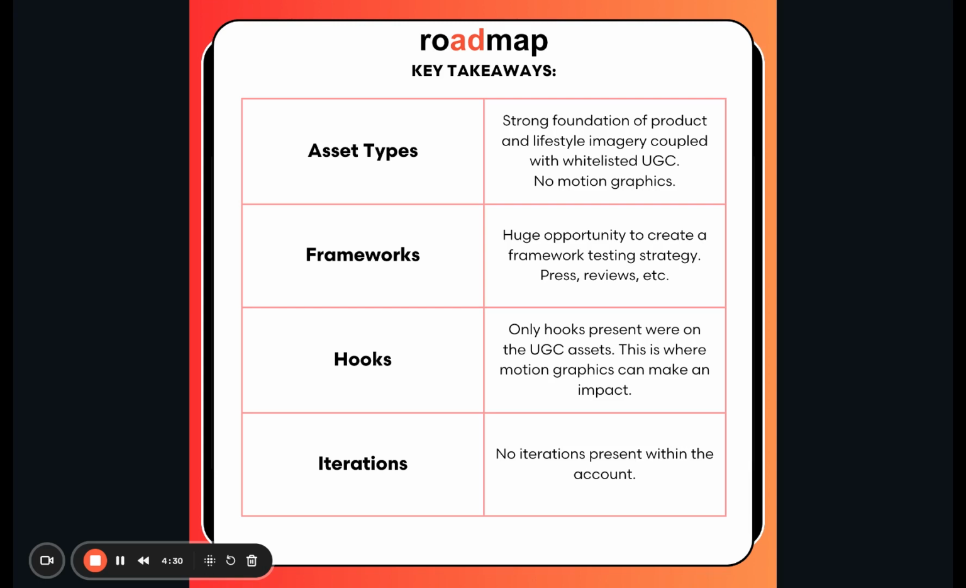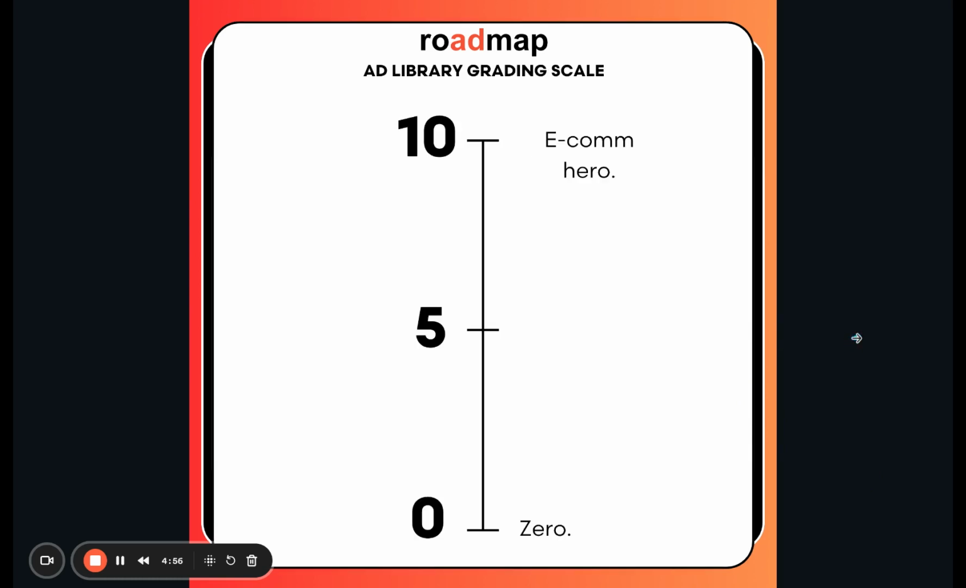Literally no frameworks other than the green screen UGC and some of the UGC testimonials in there, because all of the assets are underutilized. So with that said, really no hooks, again, other than those UGC assets, and no iterations. I don't know if this is just a legacy strategy. It is a legacy brand. Sometimes it takes some time to catch up to e-commerce best practices, but man, was I disappointed here.